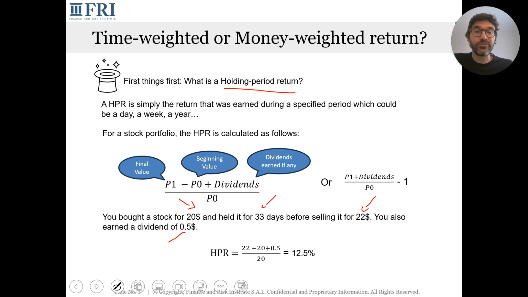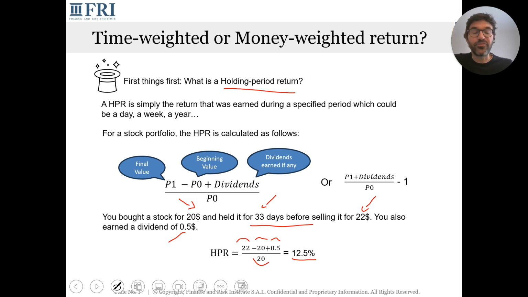The holding period rate of return calculates the return that was achieved over the 33 days, which is the investment period. So it is simply the ending value, both the selling price of the stock and any dividend that was earned, minus the beginning value, divided by the beginning value, for a return of 12.5%. Again, this is not 12.5% a year, this is 12.5% achieved over the 33-day investment period.